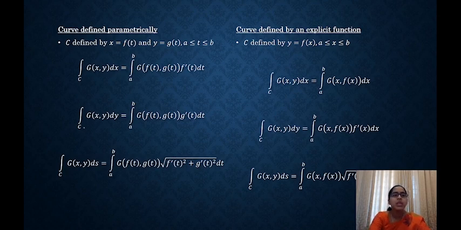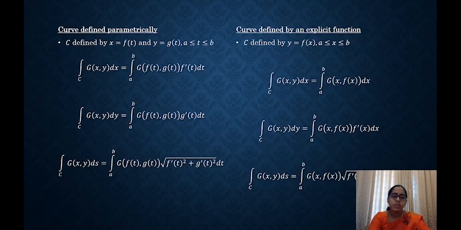What will be the integral over c of g(x,y) dy? It will be the integral from a to b of g(f(t), g(t)) into g dash of t dt, because y is g of t, so dy will be g dash of t into dt. And similarly, we can find the integral along the curve with respect to the arc length.